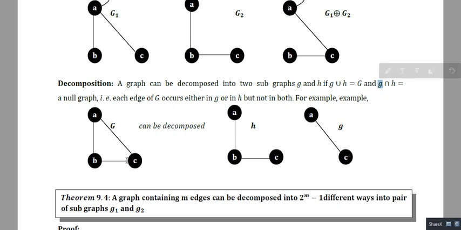So if this is a graph, it can be decomposed into two subgraphs like H and G. Let's say the first subgraph is like this and the second subgraph G is like this. Now you see, if you perform the union of these two, you will get this, and if you perform the intersection of these two, you will get what? Null. Okay, right.